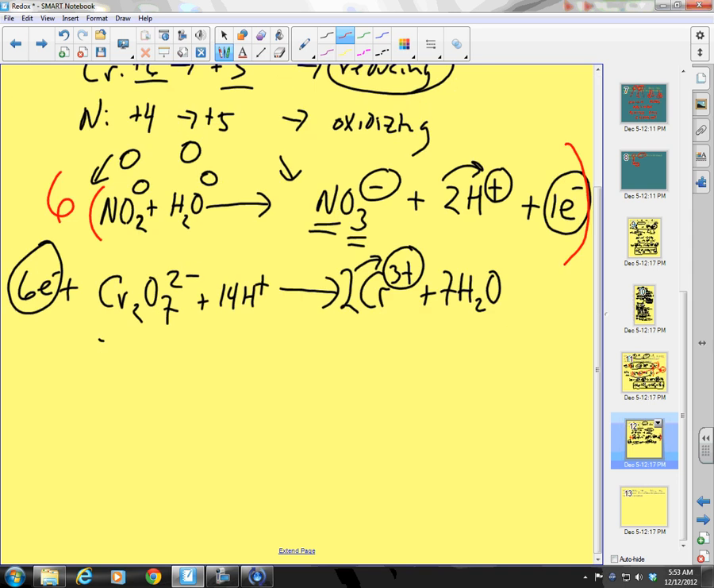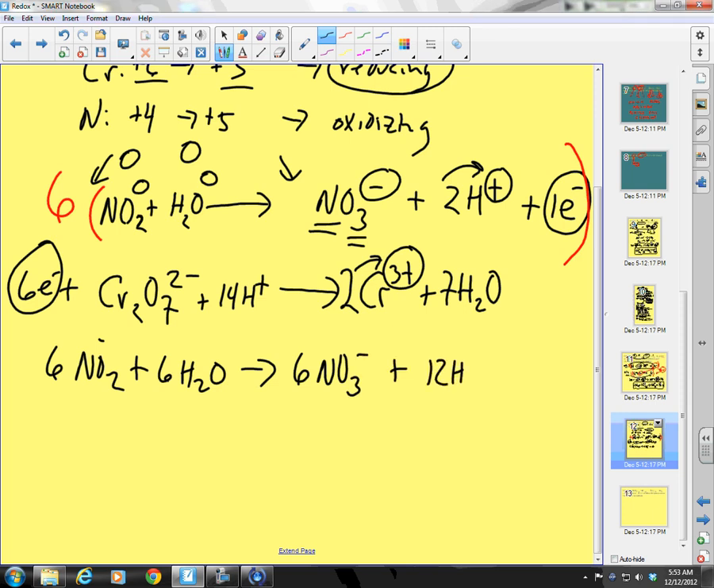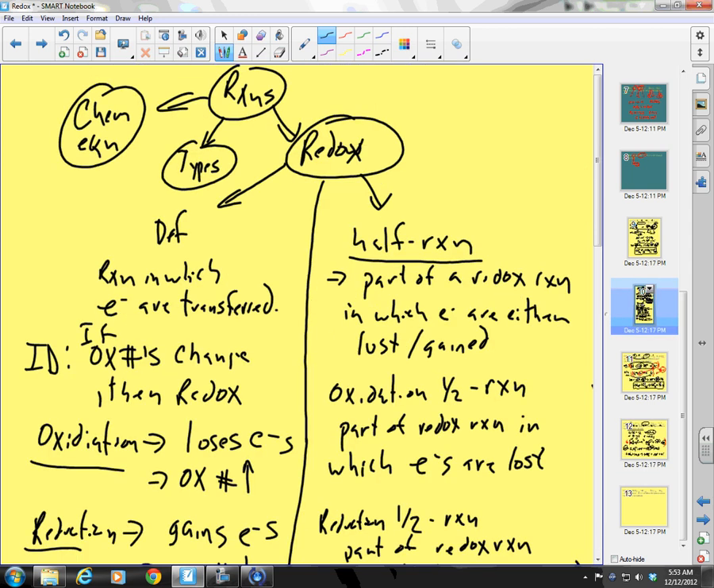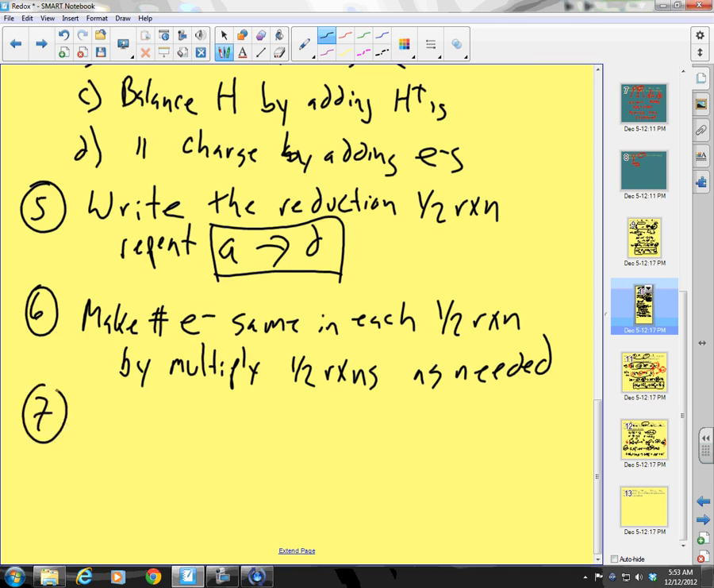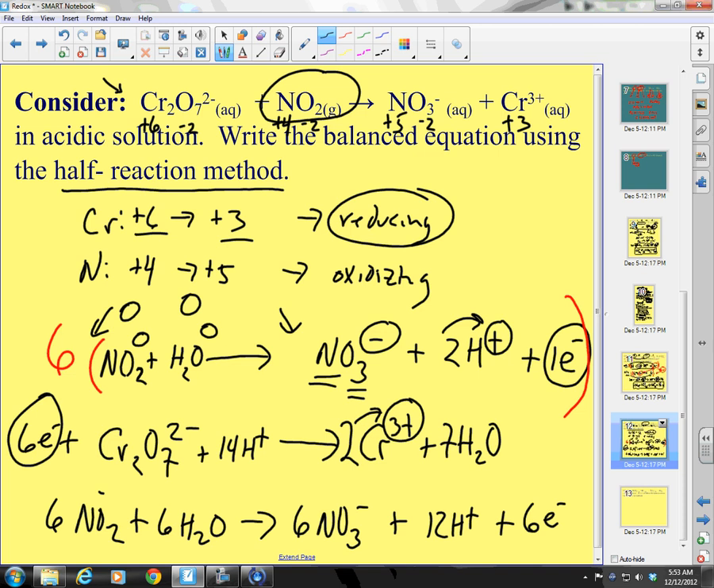So let me rewrite this reaction now. I have 6 NO2 plus 6 H2O yields what? 6 NO3- plus 6 times 2 is 12 H+, plus 6 electrons. And I think you guys know what we're going to do now, don't you? Sure, we did this before in our half reaction stuff. Step 7. Combine half reactions. That means I'm going to put everything on one side of the arrow and everything on the other side of the arrow, right?